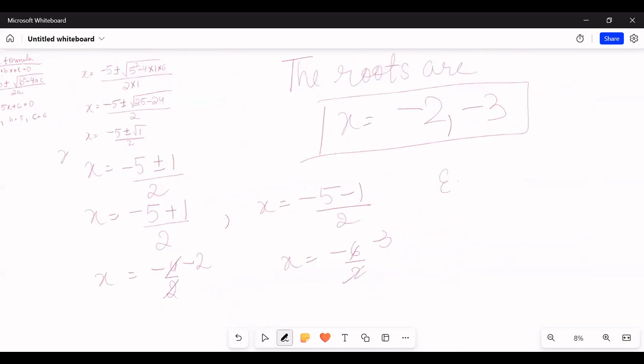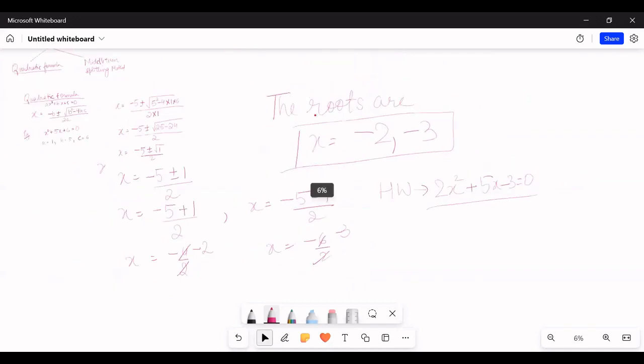So my next example that you have to do is 2x square. This is your homework actually. So I'm going to write it as homework: 2x square plus 5x minus 3 equals 0. Solve it and let me know the answers in the comment section.